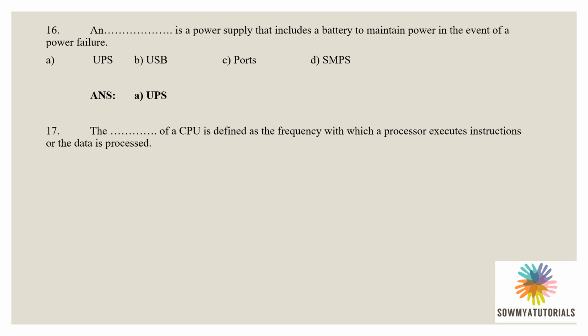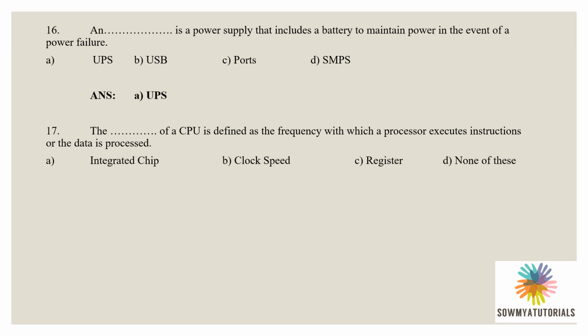Question number 17. Dash of a CPU is defined as the frequency with which a processor executes instructions or data is processed. Options: A, integrated chip; B, clock speed; C, register; D, none of these. So in this question, option A is the integrated chip.